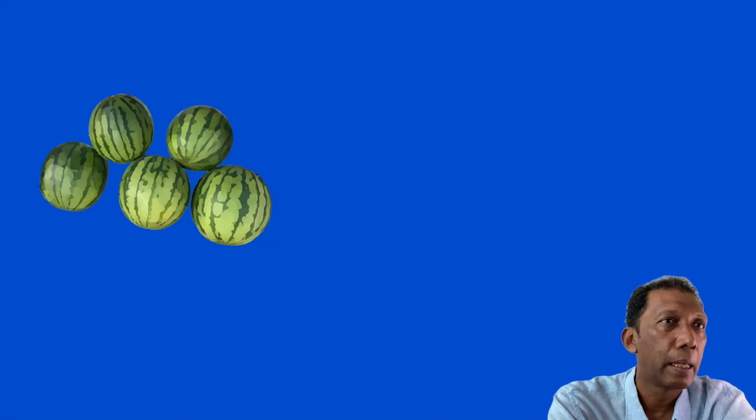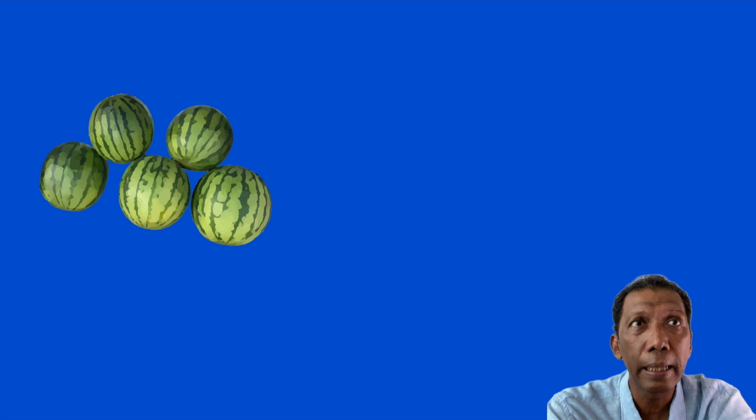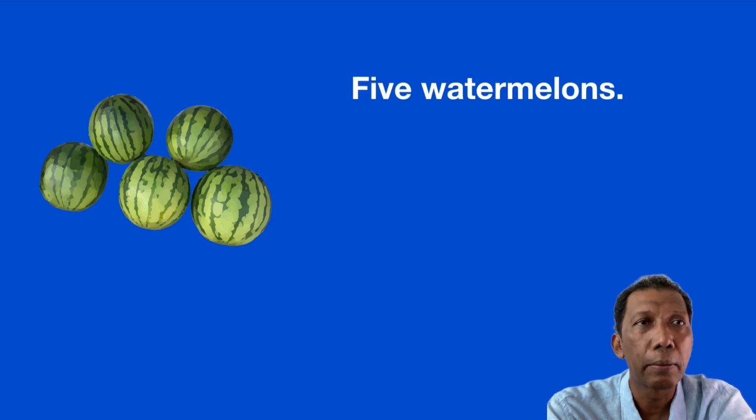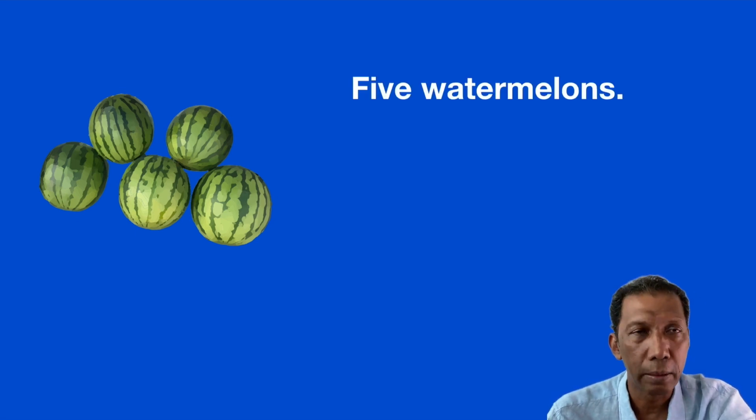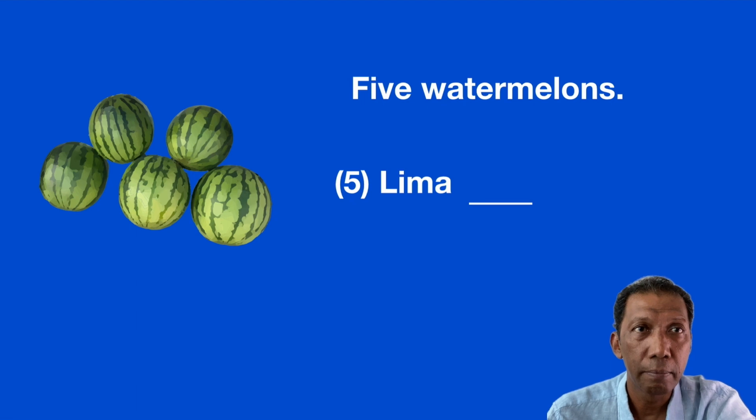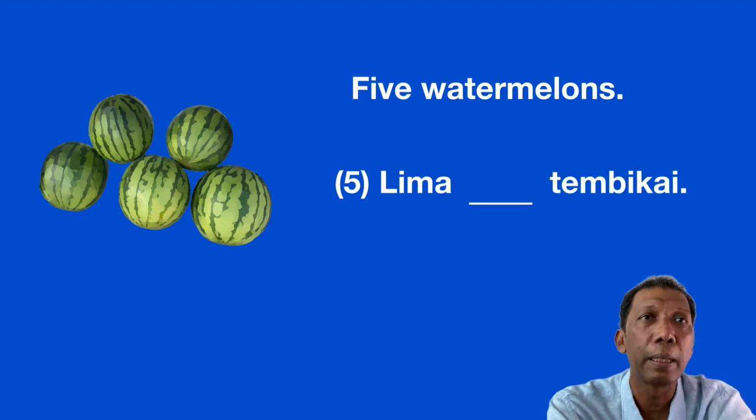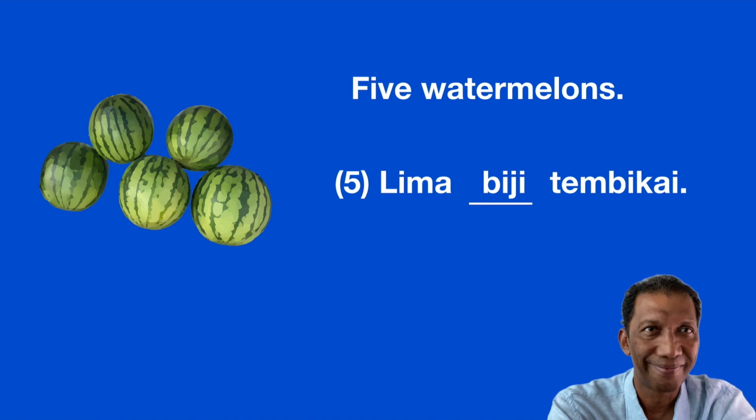Alright. And this will be the last one. Melons. In Malay, we call it tembikai. Alright. Okay, so 5 watermelons. 5 watermelons. Right. It would be 5 and something tembikai. Watermelon is tembikai. 5 biji tembikai. Right? Pretty easy.